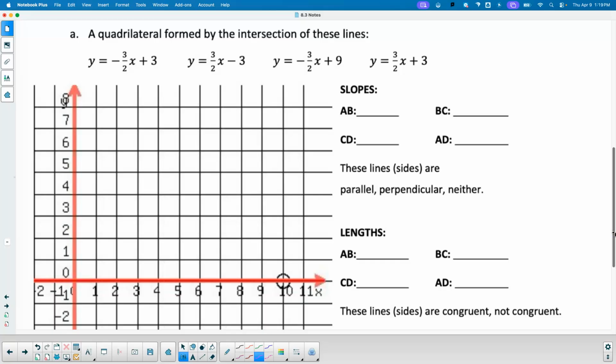We need to first graph those 4 lines. Let's go with the blue one first. What can you tell me about the blue line? The y-intercept is 3. 1, 2, and 3, so I would put a dot right there. The slope will be going down to the right. So down how many and to the right how many? Down 3 and to the right 2, so it would be going through right about there. Okay, so we could draw in that line.